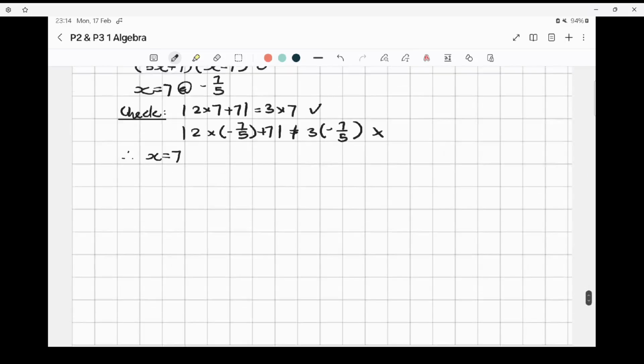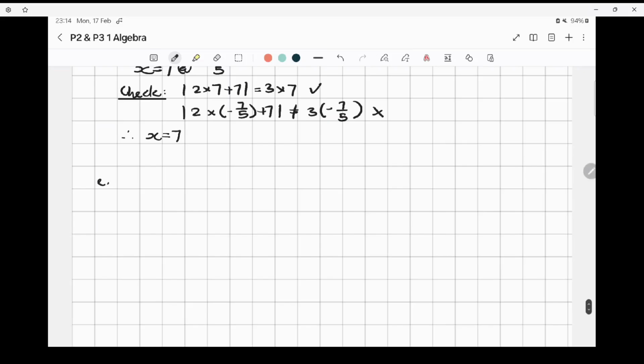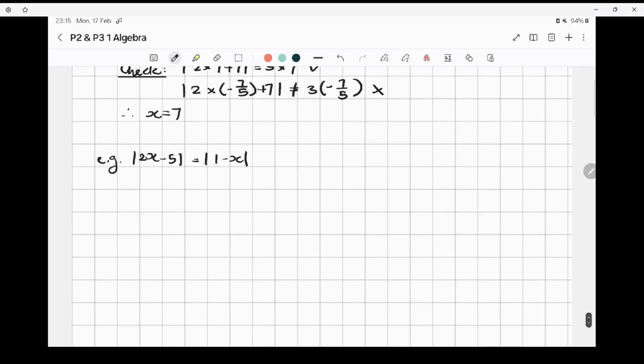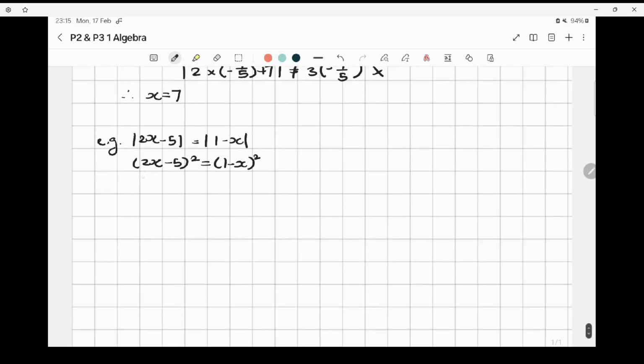Now let's look at the second example. Modulus of 2x minus 5 equals modulus of 1 minus x. So you can square both sides, and then expand both sides.